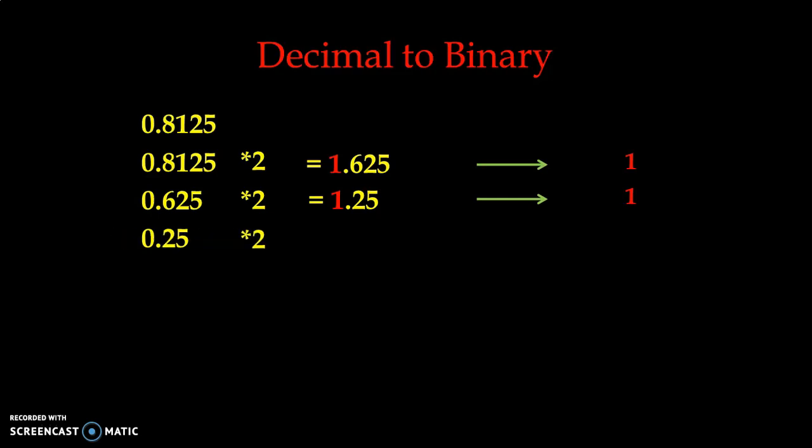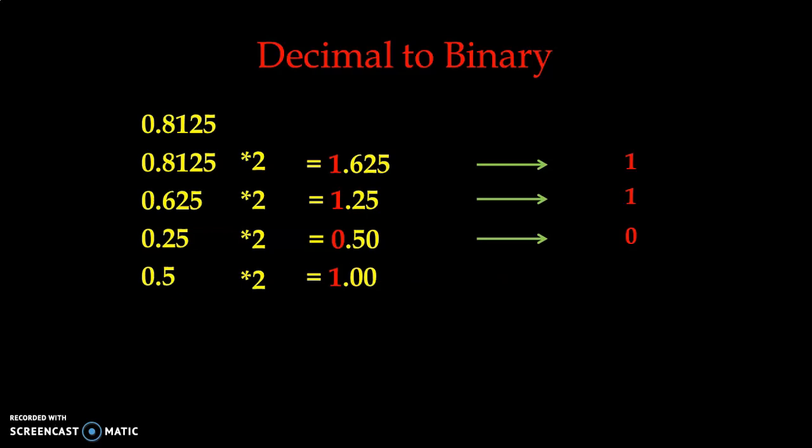So we are multiplying 0.25 with 2 and then the answer will be 0.5. Now you can see that in this produce the integer value is 0. So we are taking 0 apart, and the fractional value, that is 0.50, we are taking again for the repeated multiplication. So let us now multiply 0.5 with 2. The answer will be 1.